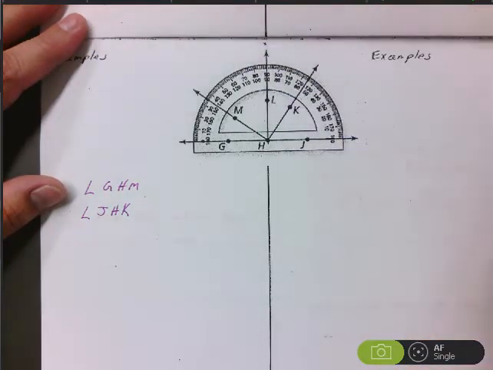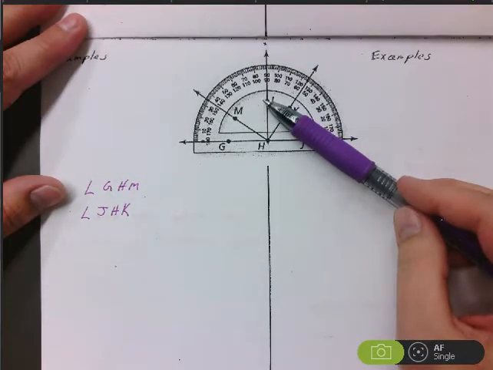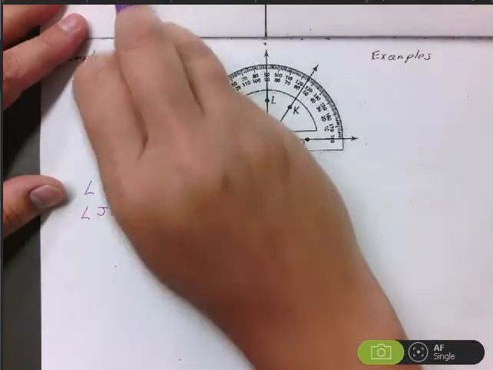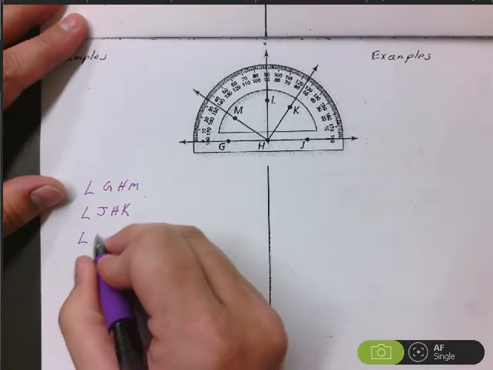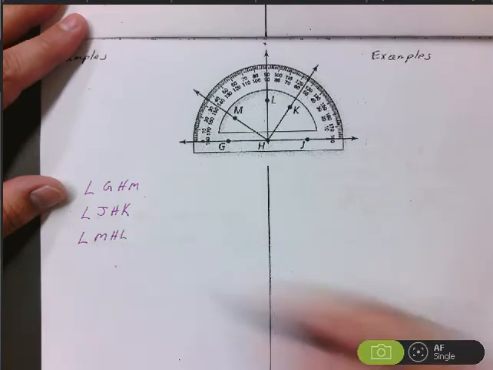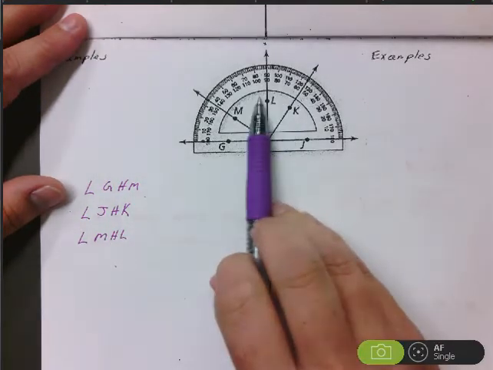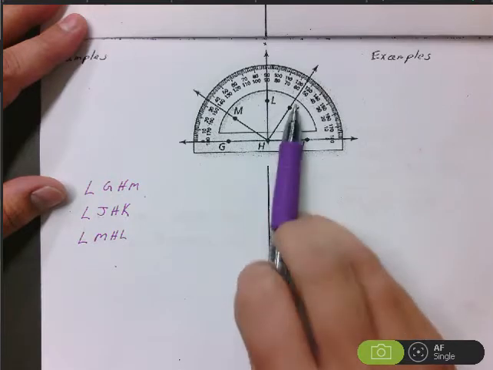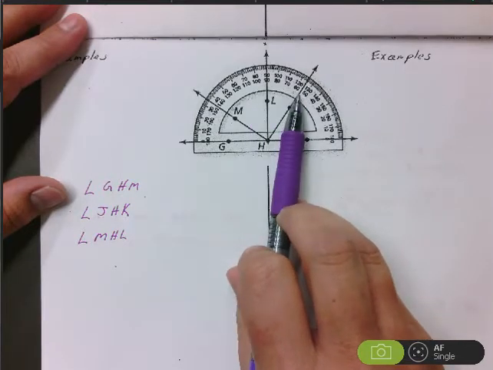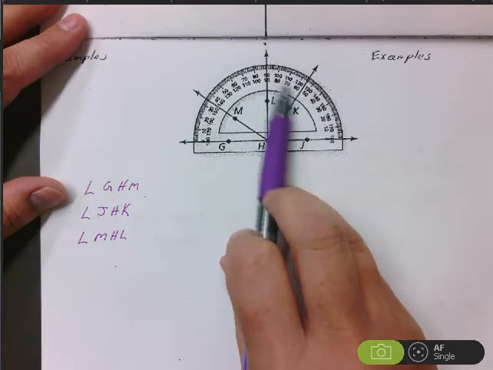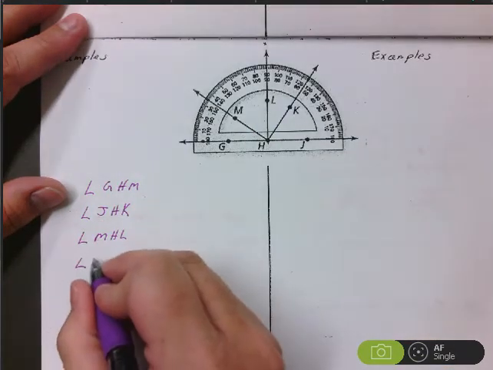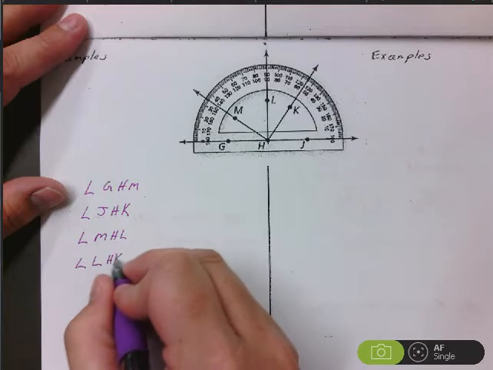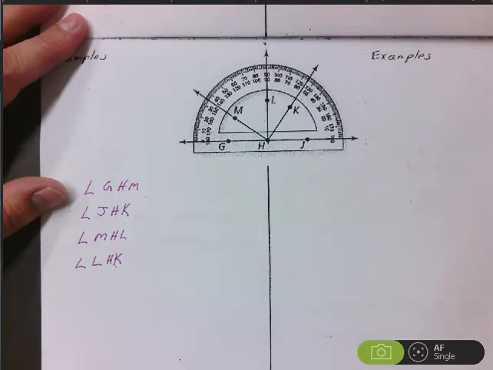We know from the last one we found MHL to be 55 degrees. That's greater than 0 but less than 90, so we can say angle MHL. And if we look over here at LHK, we've got from 90 to 125. That's going to be less than 90 degrees as well. So angle LHK would also be acute.